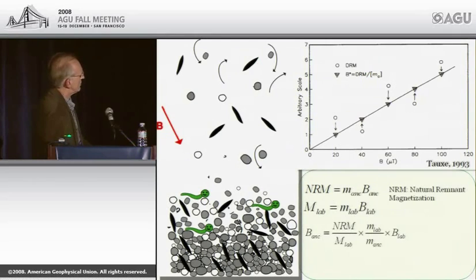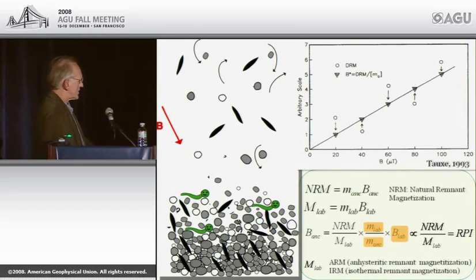Now, the way we generate paleointensity records is by use of the NRM magnetization intensity and a lab magnetization, and we can relate these to the ancient field and the lab field by something we call the magnetizability. And we can rewrite these equations like this, such that if we assume these are constants, then we get the ancient field from the ratio of the NRM intensity and the lab magnetization. The lab magnetization is usually an ARM or IRM.